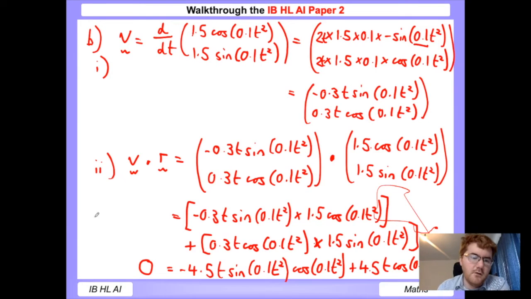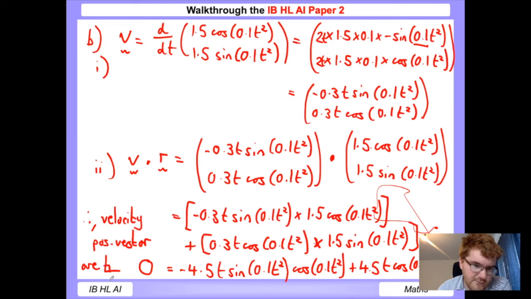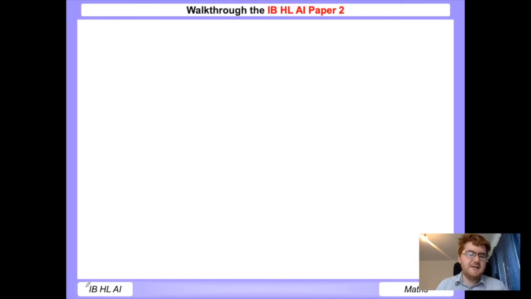So therefore, we know that velocity and displacement, or position vector, are perpendicular. So yeah, some heavy duty calculus here in order to work these things out. You can see that these two, when added together, give you 0. Therefore, v and r are perpendicular to each other. Okay, all good. Right, part c.